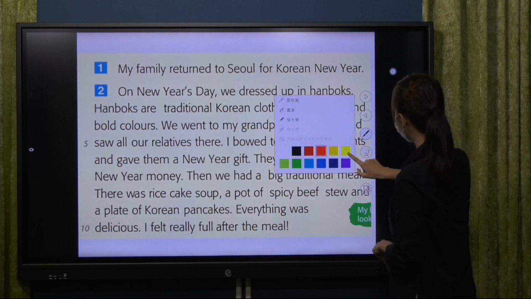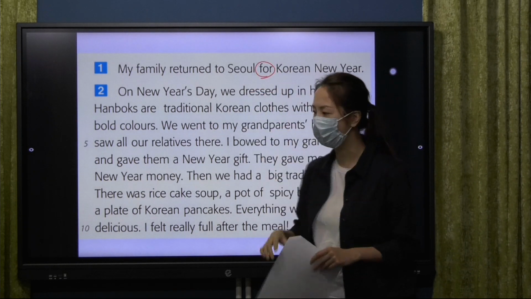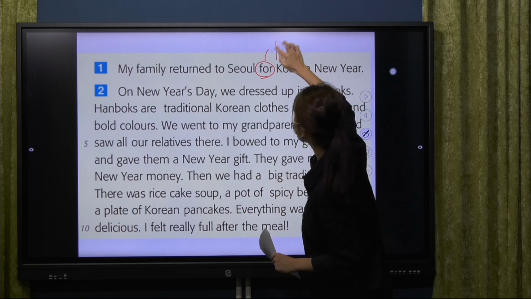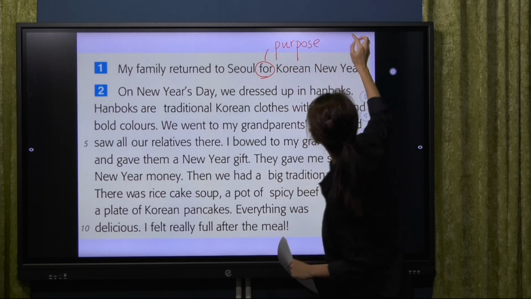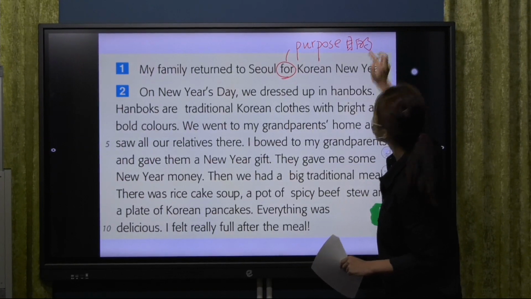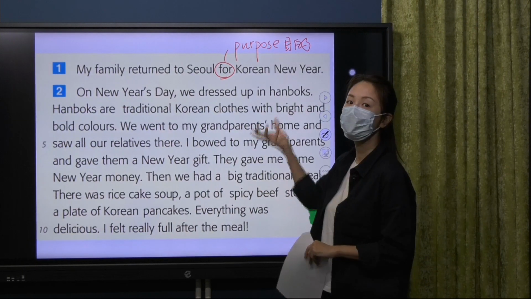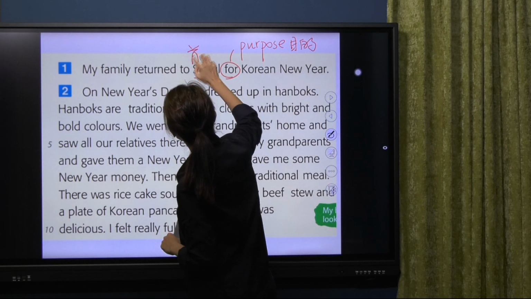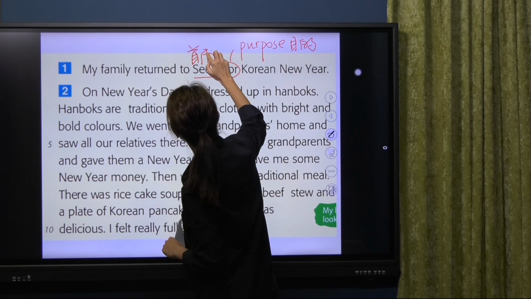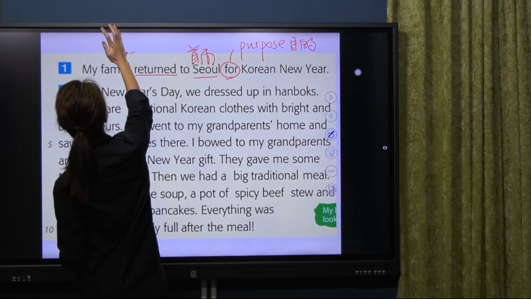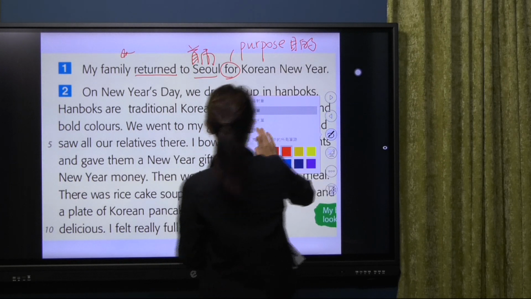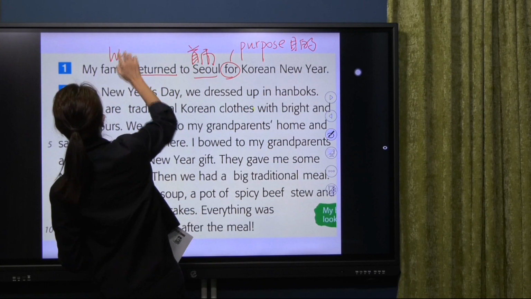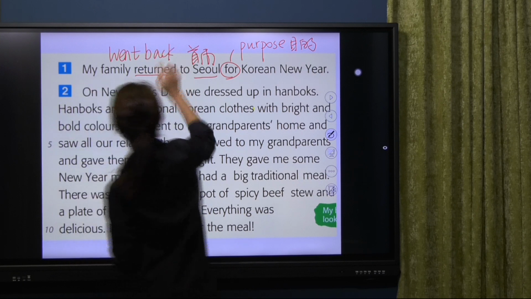So let's look at these words. Let's look at the word for, okay, for. Usually after for, we talk about the purpose, okay, the purpose. So why do we go back to Korea, to Seoul? Because we want to celebrate the Korean New Year, okay, Korean New Year. Okay, and then went back. Returned means went back, okay?